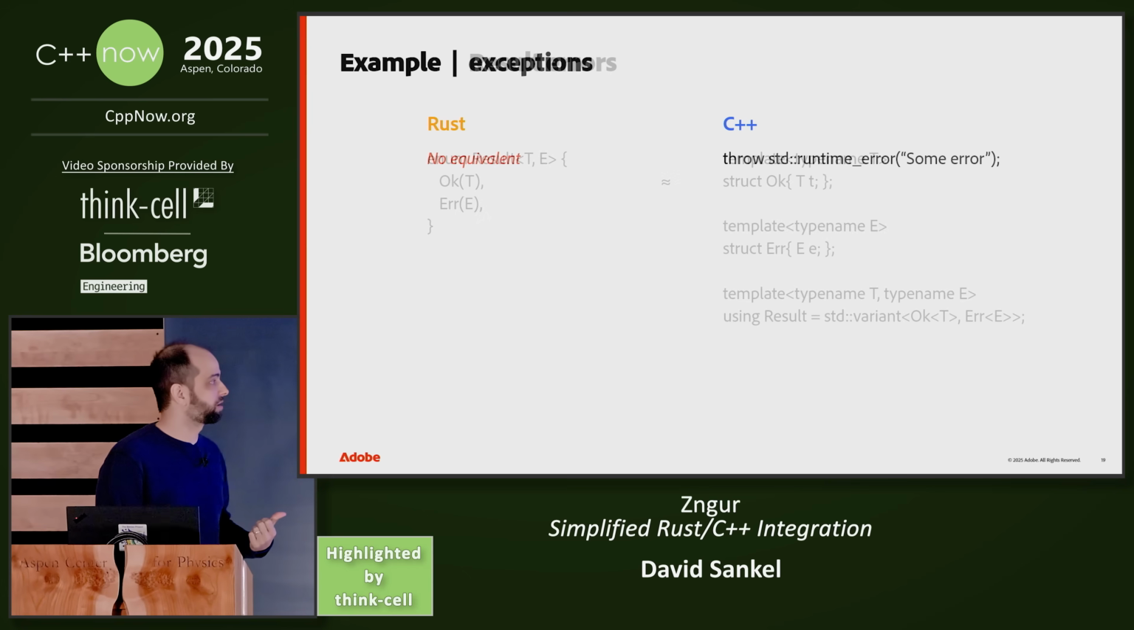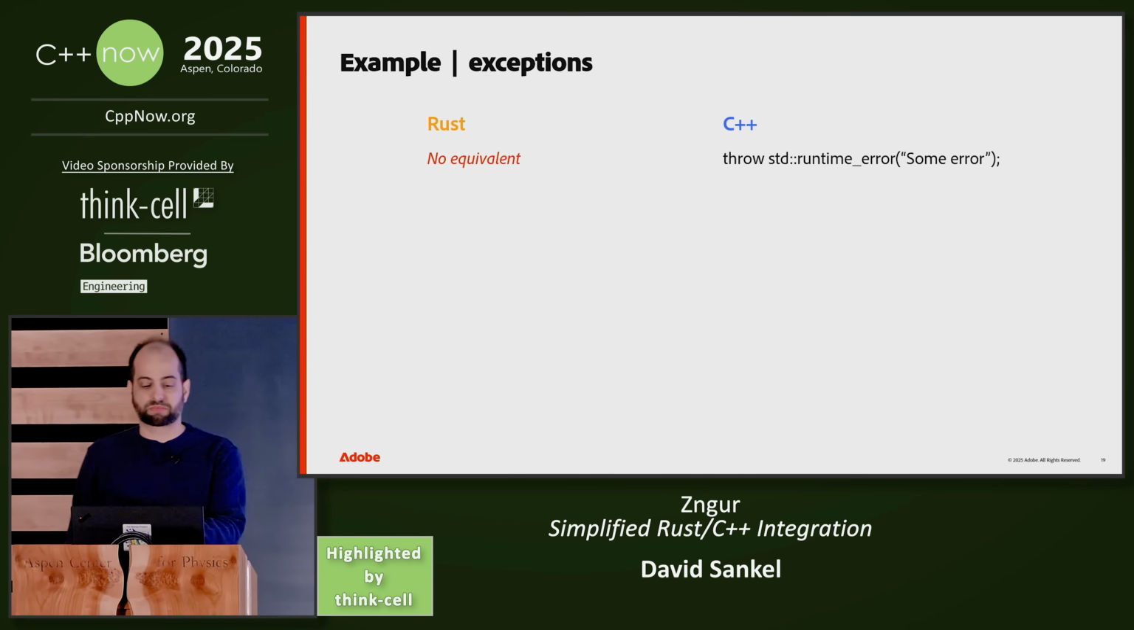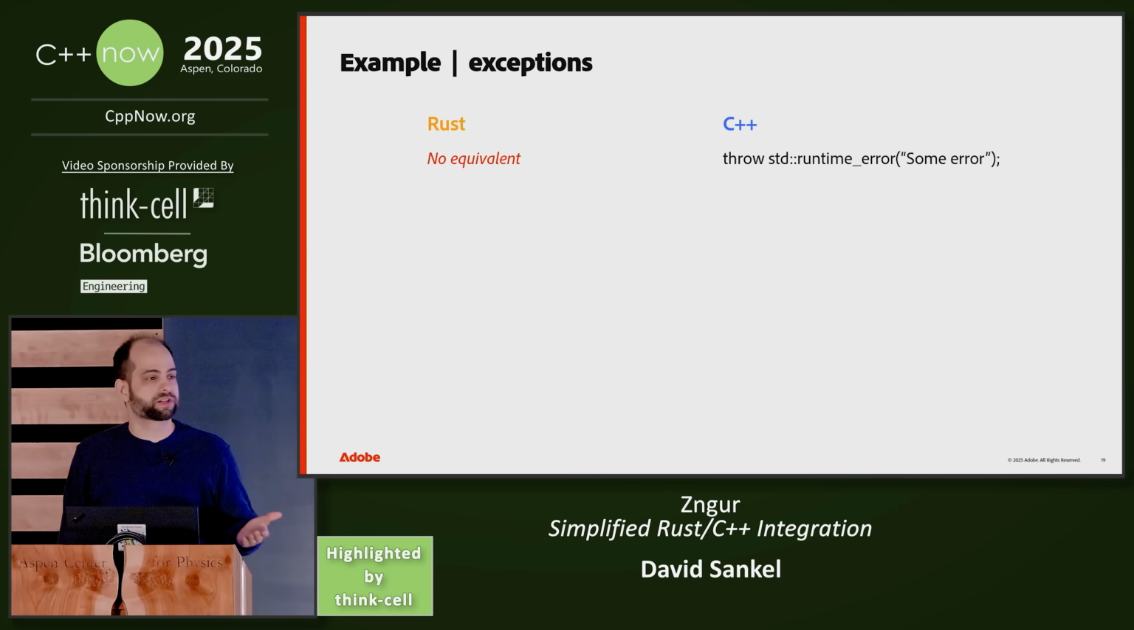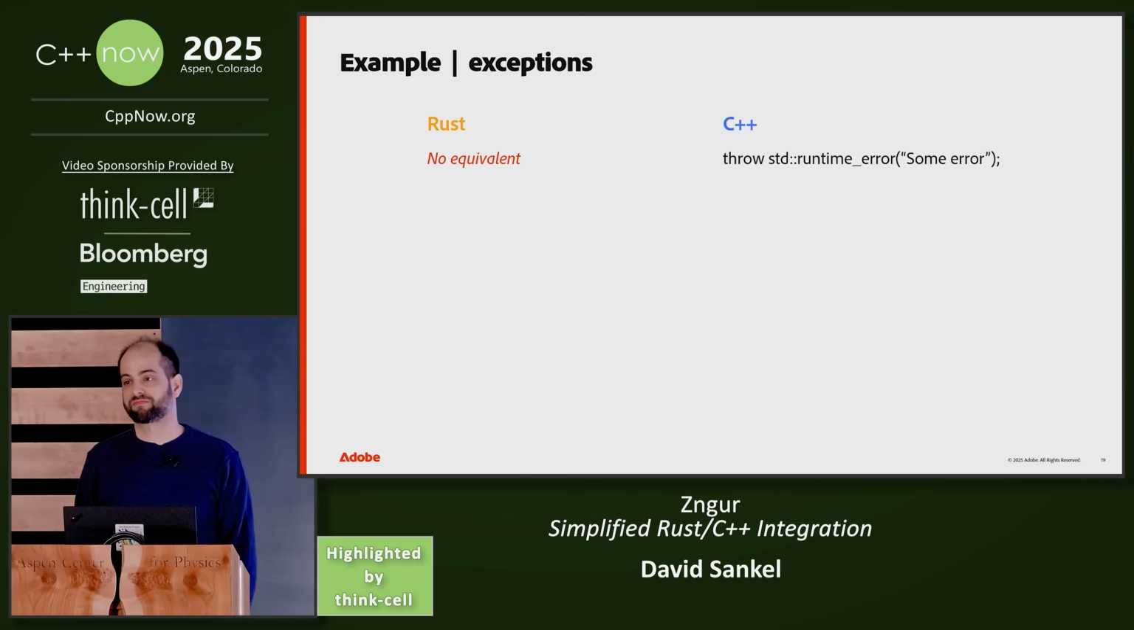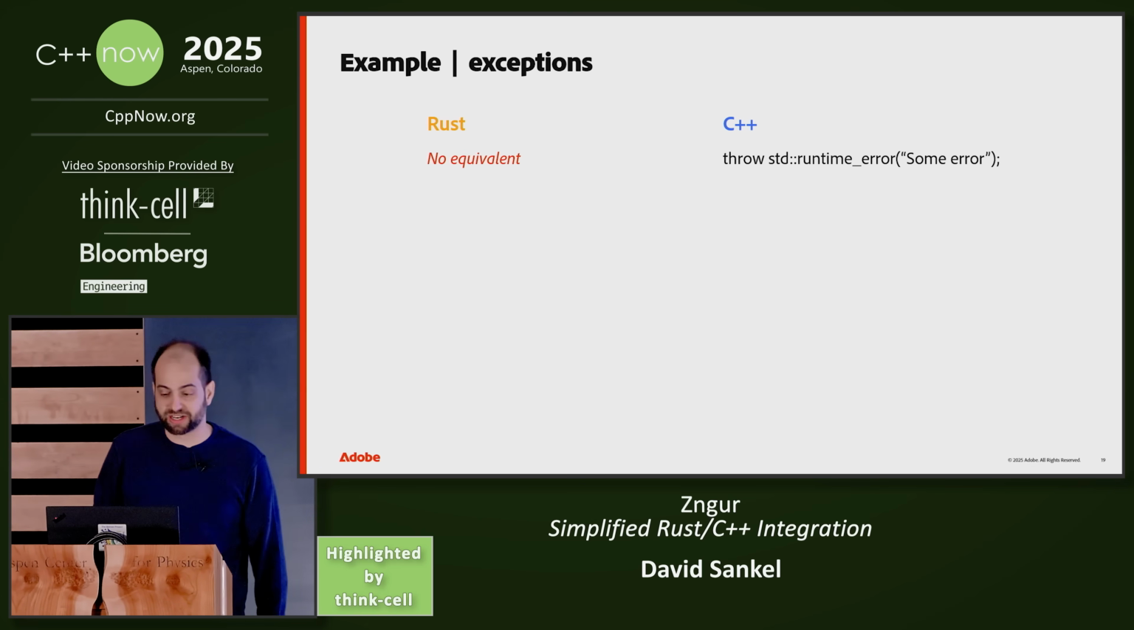But if you look at the other way around, if you try to say C++ has exceptions, throw a std::runtime_error, there's no representation of that in Rust. Rust cannot represent C++ exceptions at all, right? It isn't there.